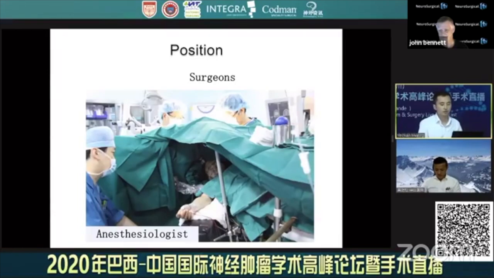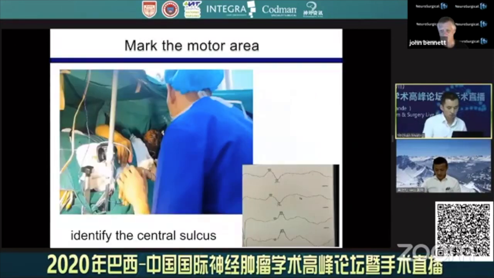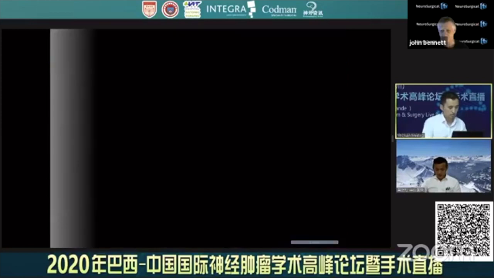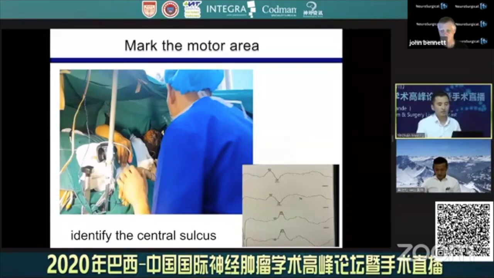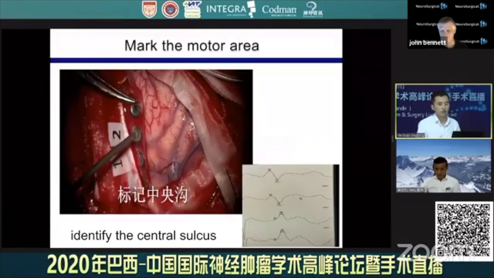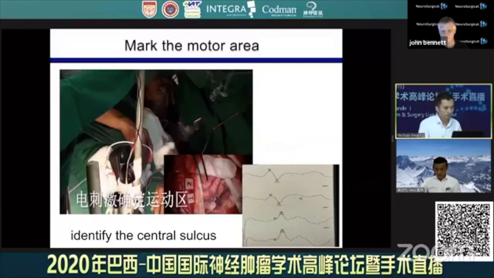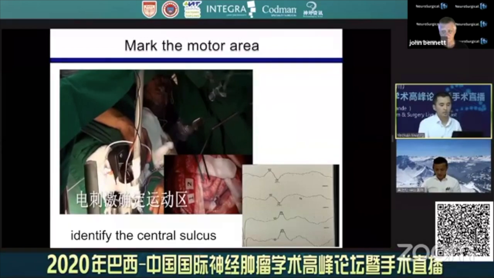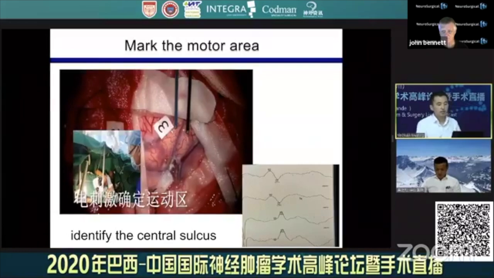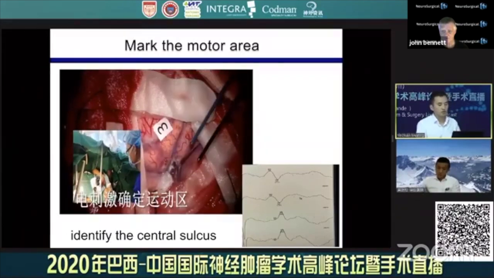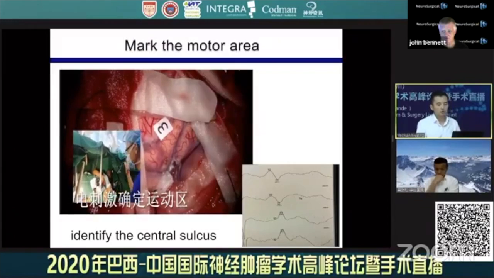We tested this patient's motor function during the operation, to identify the sulcus and mark the motor area. Then we can make sure that the motor area function is good. All the procedures were in awake anesthesia.